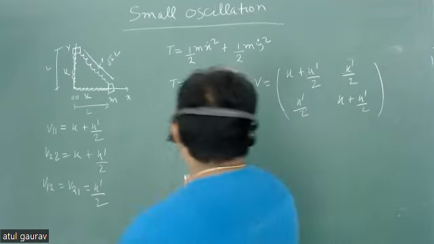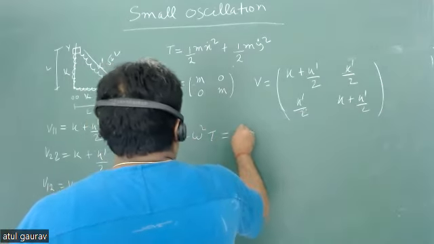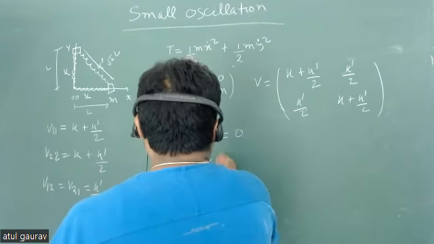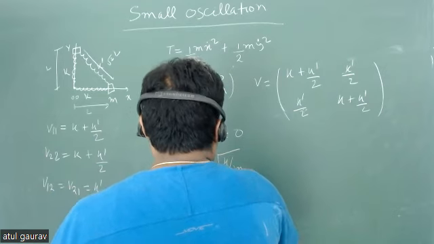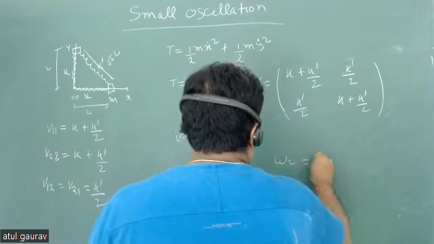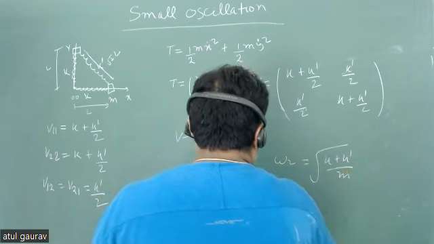Okay, and then you can easily calculate V minus omega square T must be equal to 0, and I am writing this answer. You can check it yourself. Omega 1 is root under K upon M, and omega 2 is equal to root under K plus K dash upon M.